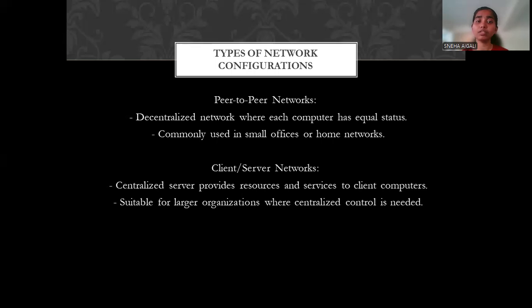The next type of network would be the client network, or you can also say the server network. A client server network is a centralized server which provides the resources and services to the client computers. It is suitable for large organizations where centralized control is needed. So one of the major differences between these two types of networks is that the peer-to-peer network is used in case of small scale needs, and the client server network is used for large organizations.